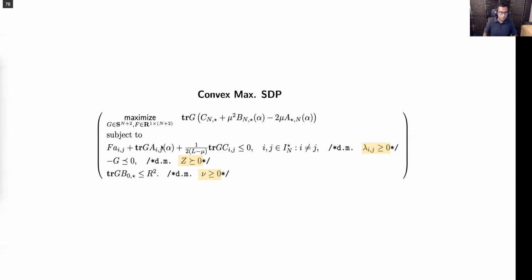So consider this constraint. Corresponding to these constraints, I have this dual variable lambda ij, which is going to be positive. Similarly, we have this minus G, which will be a negative semi-definite matrix, so the dual multiplier corresponding to this is Z greater than or equal to 0. And finally, this is the initial condition in the new format, which has the dual multiplier nu greater than or equal to 0. So at this point, I'm going to take the dual.